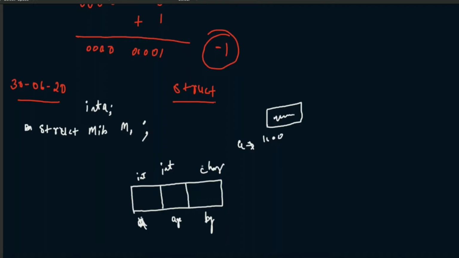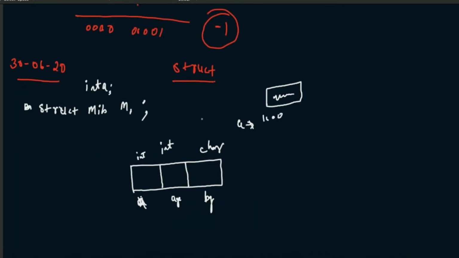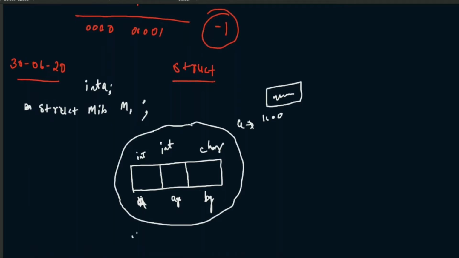Actually this is an object, guys. There is no concept of object in C, but I will say this is actually an object. Okay, it has an address. Let's say this address is nothing but 1000.